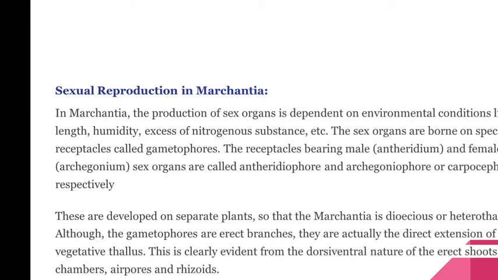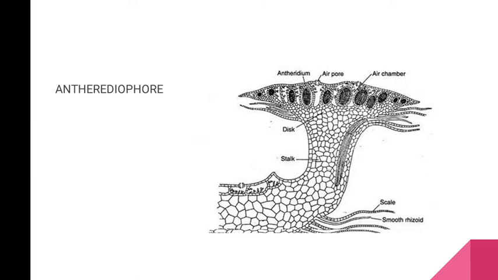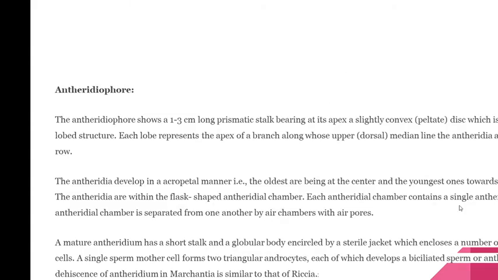Although the gametophores are erect branches, they are actually indirect extensions of the prostrate vegetative thallus. This is clearly evident from the dorsiventral nature of the erect shoots with air chambers, air pores and rhizoids. So the antheridiophore is a vertical branch arising from the thallus. Now you see the TS of the antheridiophore. It shows a long stalk bearing an apex with a slightly convex disc, usually an 8-lobed structure.